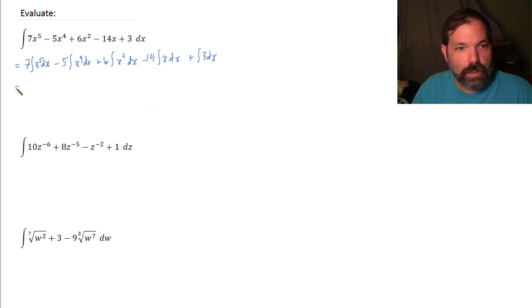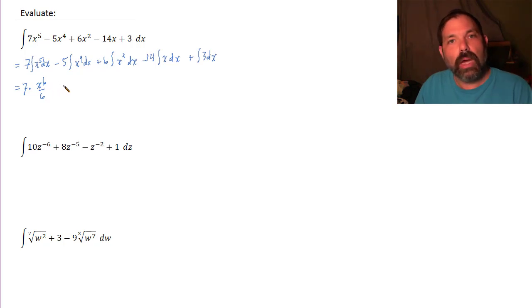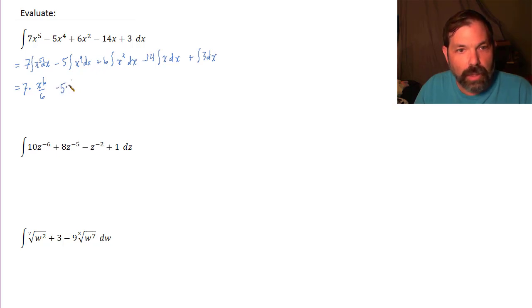Alright, so then 7 times, now the antiderivative of x to the fifth, since this is a power, I'd increase the power by 1 and divide by the new power. X to the sixth over 6, plus a constant. Okay, but there's going to be other constants, so remember, we can just add one constant at the end. Minus 5 times x to the fourth, the antiderivative of x to the fourth would be x to the fifth divided by 5.